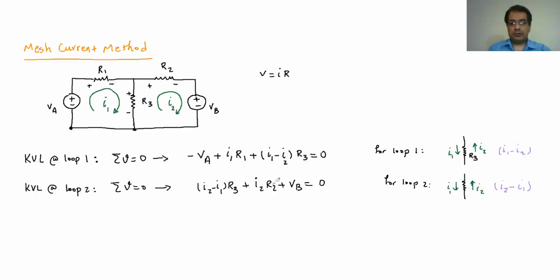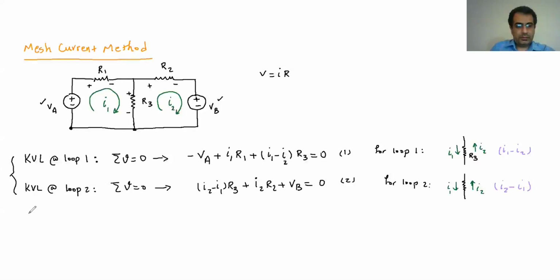So these are the two equations I'm going to have: one for loop 1, and one for loop 2. Now in this case, we know the magnitude of VA, the magnitude of VB, and the magnitudes of R1, R2, and R3, and we want to find I1 and I2. So basically, I'm going to rearrange these into two equations. I'll call this one 1 and this one 2.